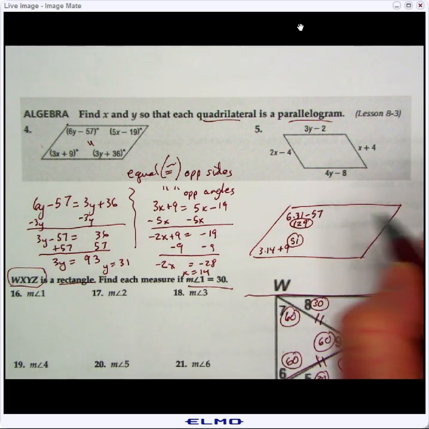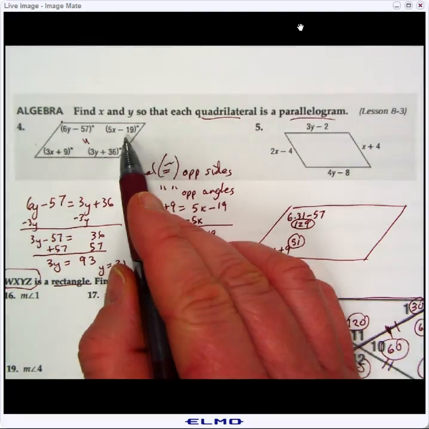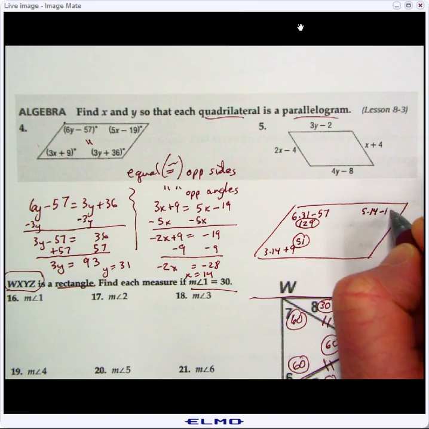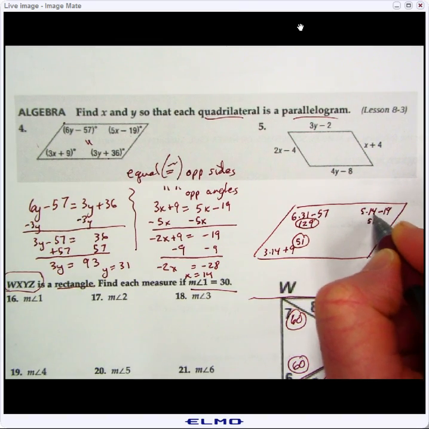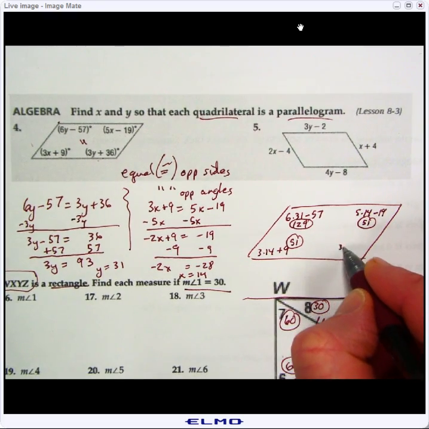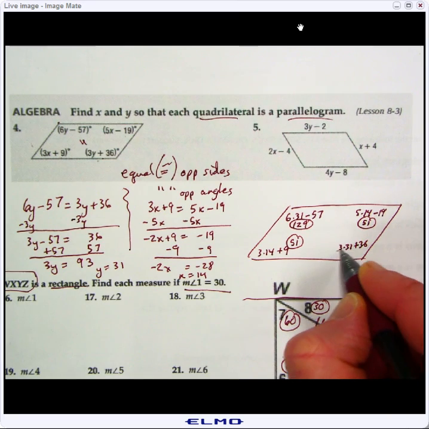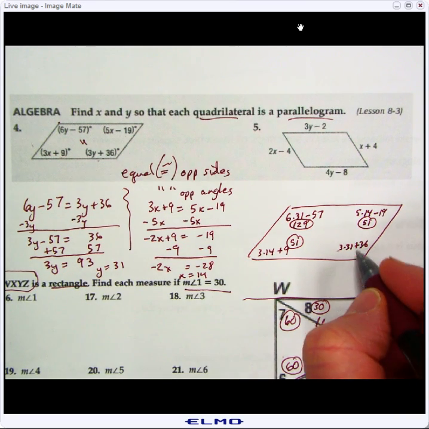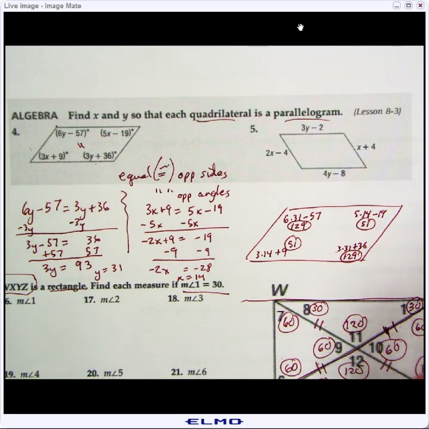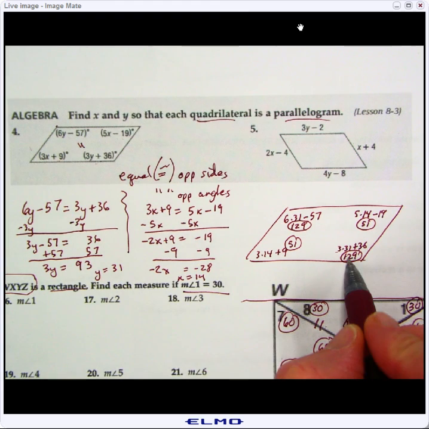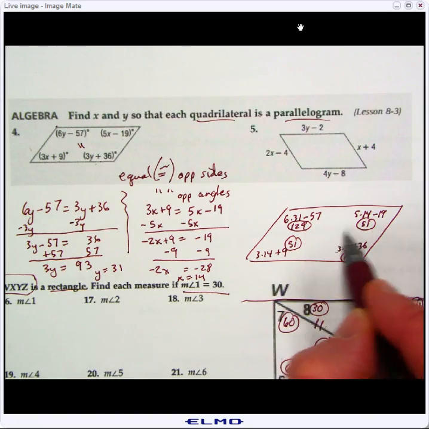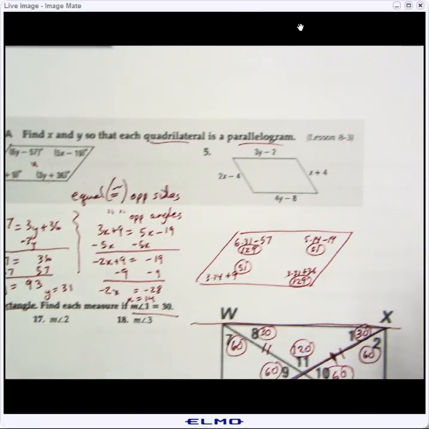Then the opposite one should be equal. So go to the opposite one. 5x minus 19, and x is 14. So 5 times 14 minus 19. That's 70 minus 19, which is 51. And then checking this corner, I think we're probably pretty good. 3 times 31 plus 36, that's 93 plus 36. 129. So you have the relationship always of any two consecutive angles are supplementary in a parallelogram and opposite angles are congruent.